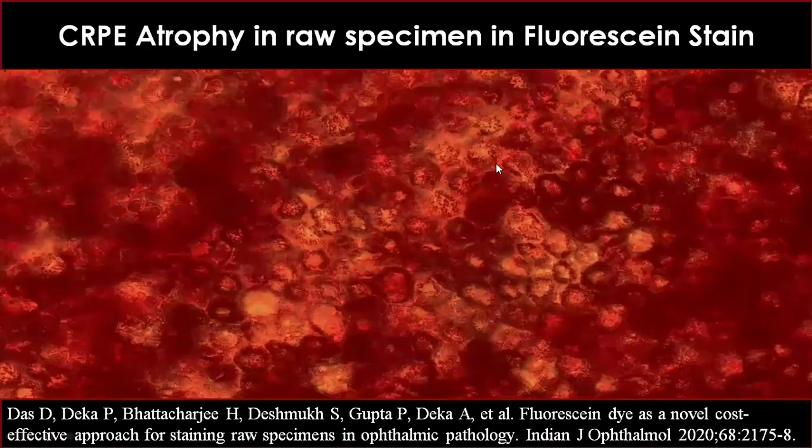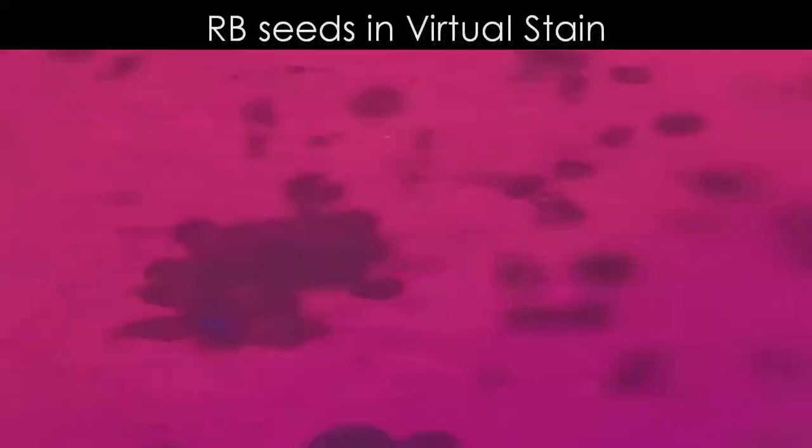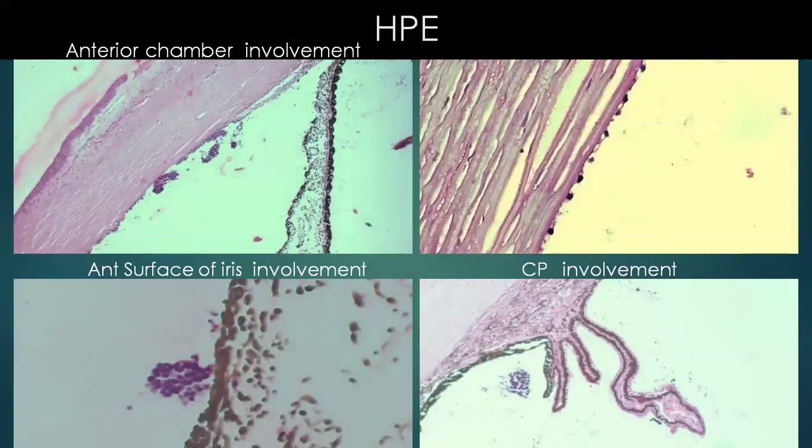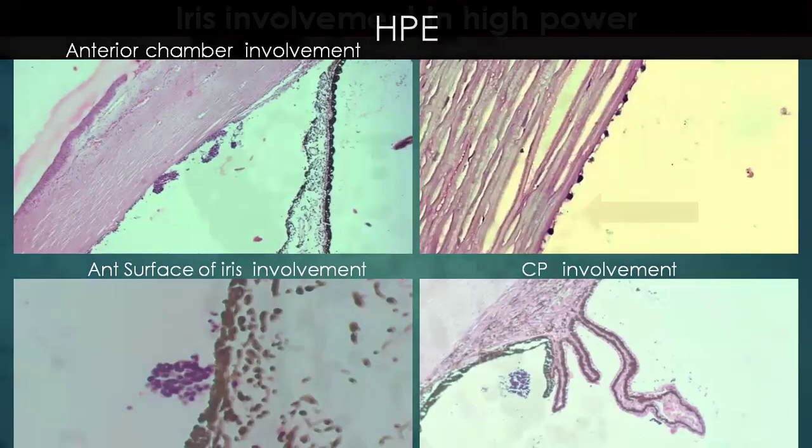The RB cells in end-on view showed a central clearing of the cell. This will come in the later part of my presentation. And these are the seedings in the vitreous staining. The anterior segment showed seedings as well as seedings in the iris and ciliary processes.